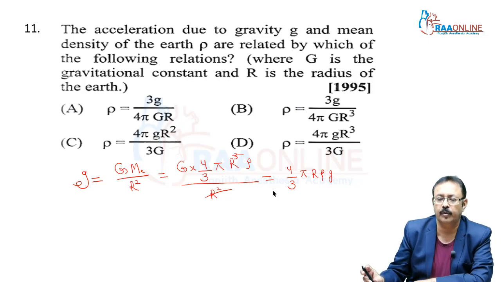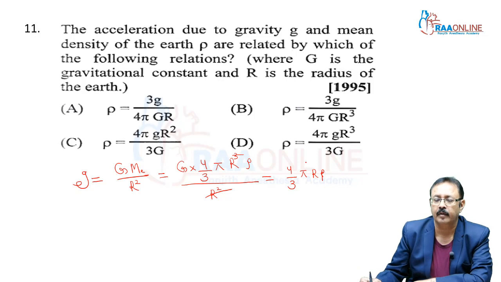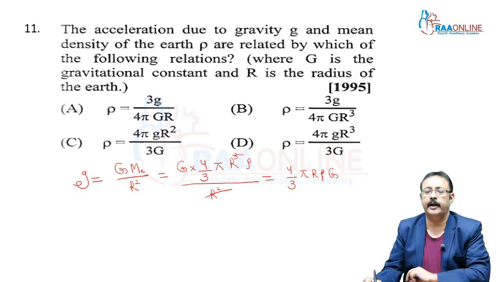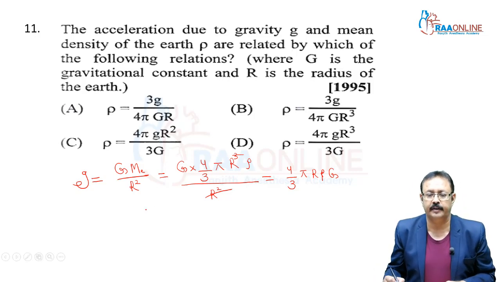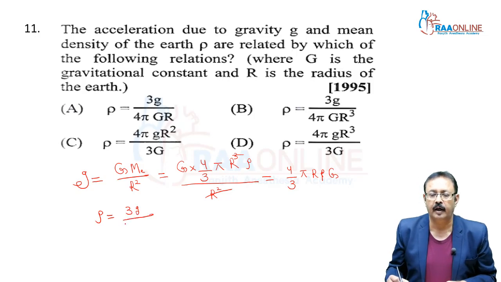g, rho G. But in the 4 options, they are putting rho on one side. So what we are getting, rho is equal to 3g upon 4 pi r capital G. So 3g upon 4 pi r G. So we are going with option A.